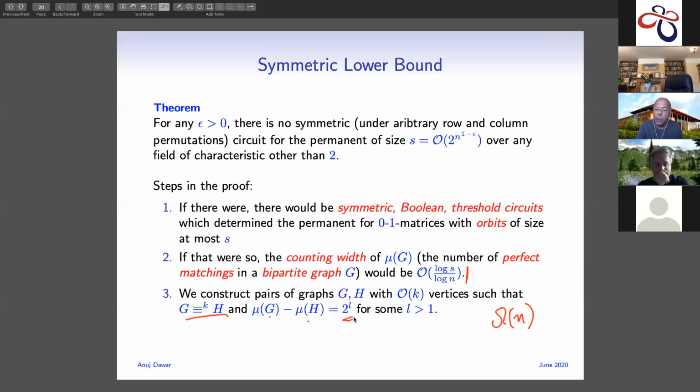And why is the power of 2 significant? Well, this shows that not only is the number of perfect matchings in these two graphs different, the number of perfect matchings modulo p for any odd prime p is also different. So in any characteristic other than 2, this difference shows up.